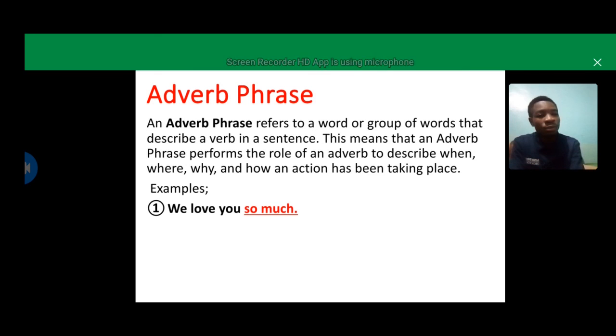we love you so much. So so much is an adverb phrase in this sentence, describing a verb, love. Lena walks slowly. So again, slowly is an adverb phrase in this sentence. It describes the verb walks. It describes the manner of the verb walks.